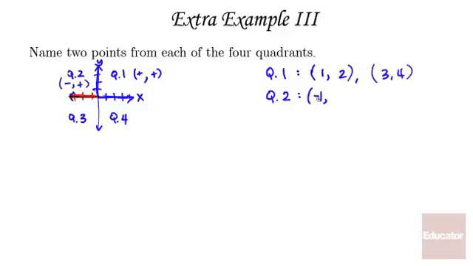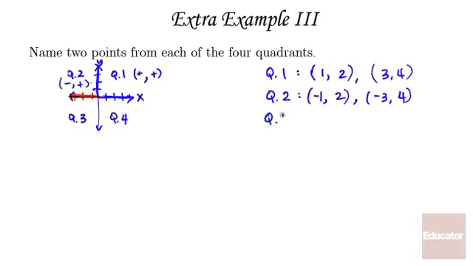Negative 1, positive 2. Negative 1, positive 2 is right there. It's in quadrant 2. Again, negative x, positive y. So, negative 3, positive 4.